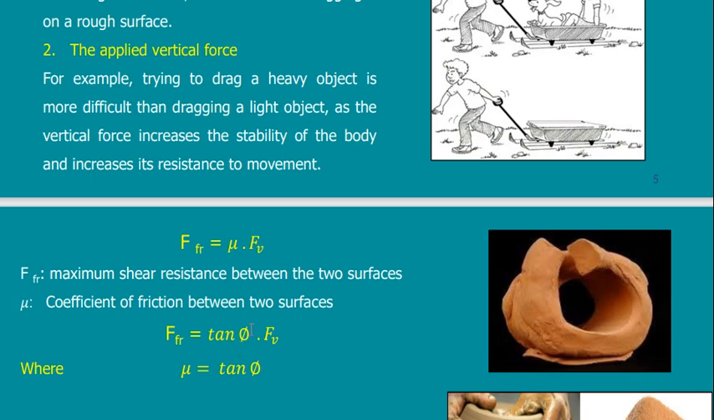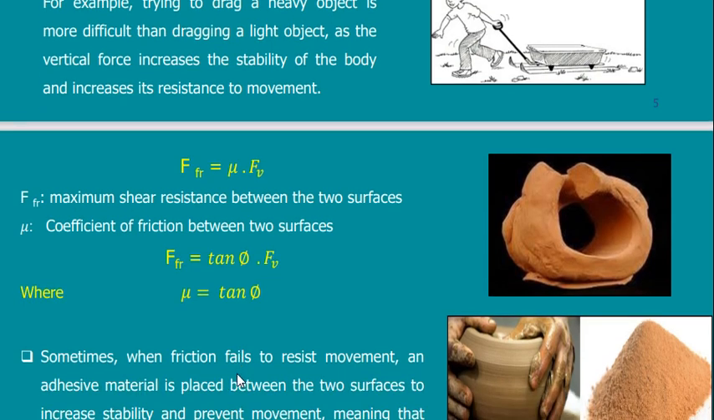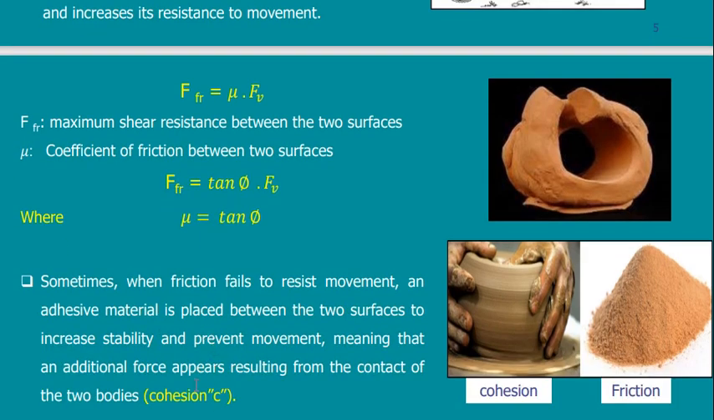So here I have something related to the vertical force. Fv is the vertical force or the vertical stress. Mu is related to phi, which is related to the type of material. So this is the case of phi material. But is this the only case? Is it only phi material that has this problem? No. It also happens with material with cohesion.